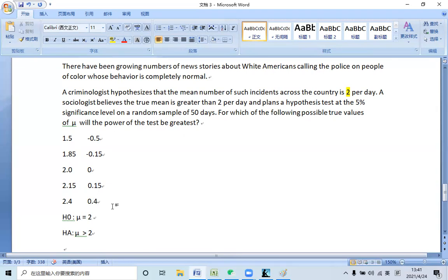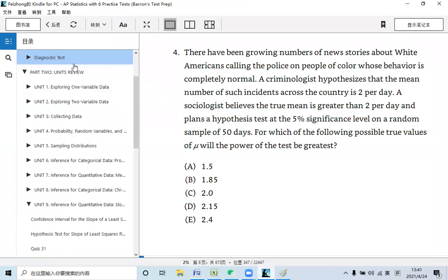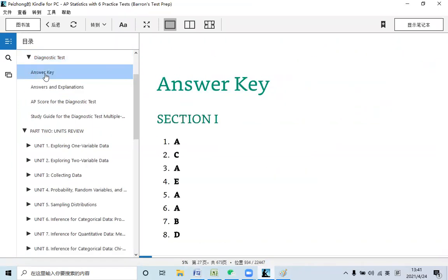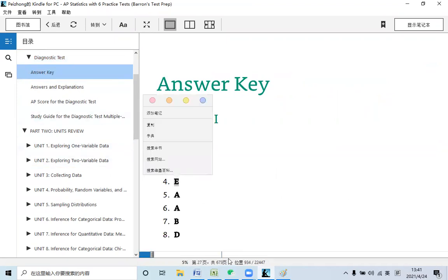This one is the largest deviation. So I'm betting on this one. I'm betting on E. Let's check. Yeah, it is one. So we don't care.